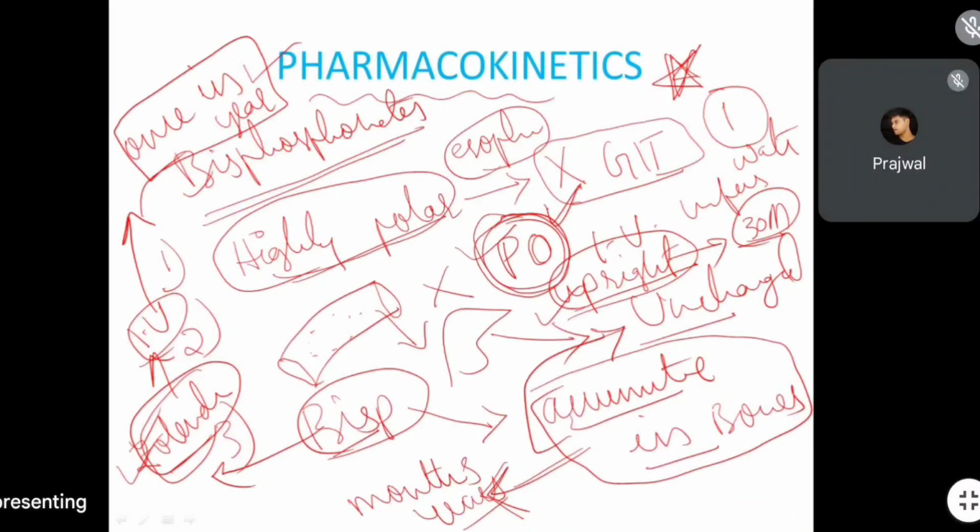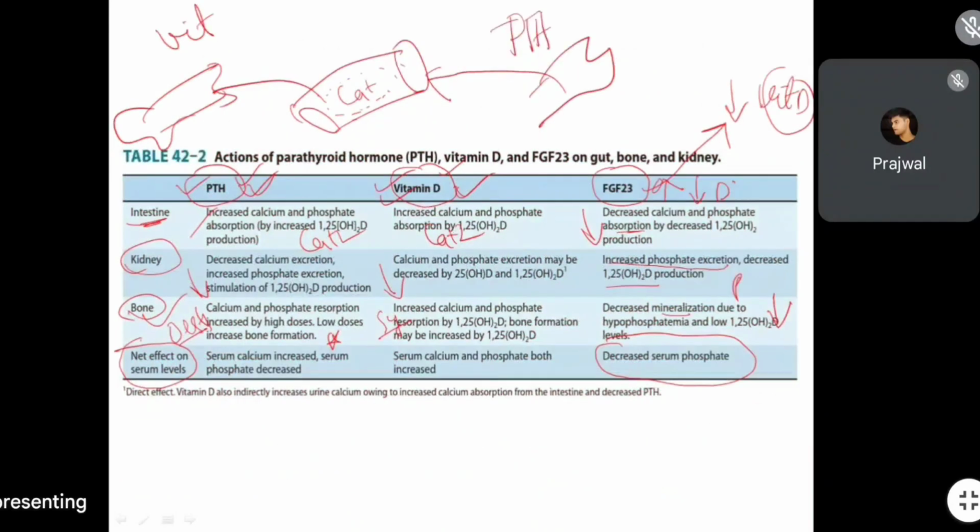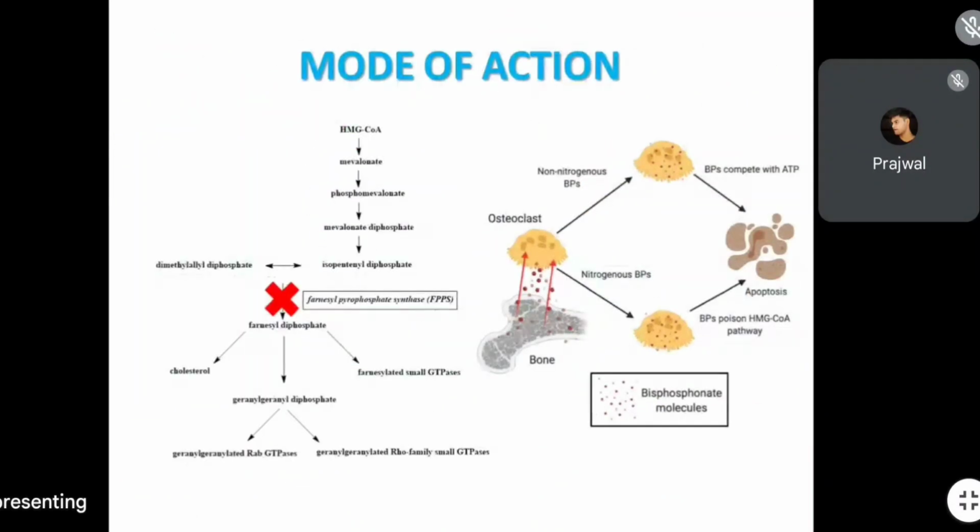Clear? So see, just imagine when bisphosphonates are given through IV route or through oral route, the drug enters into the blood and from there it goes and accumulates in the bone. So what is the action of these bisphosphonates in the bone? We'll go back to the mechanism. I skipped that point. See, bisphosphonates have 2 to 3 mechanisms.